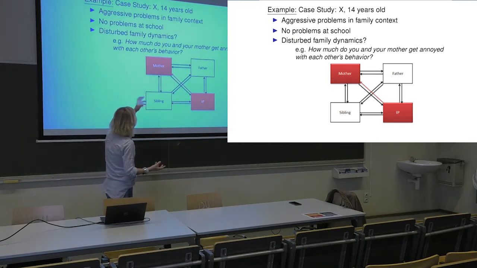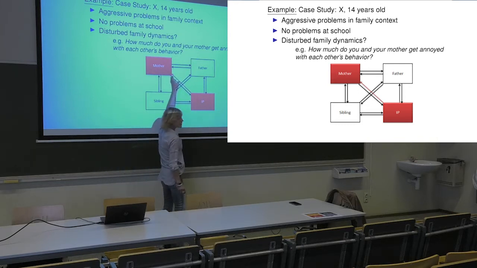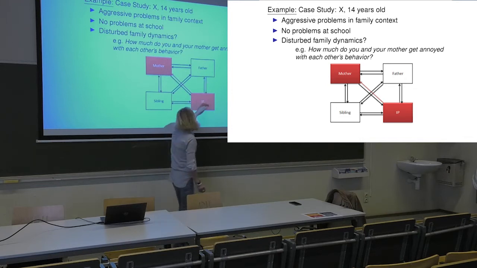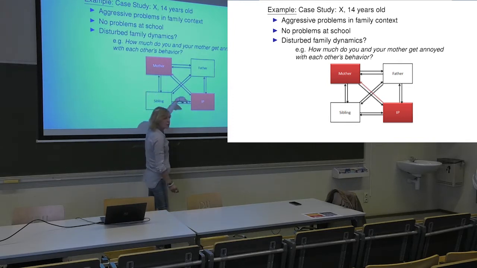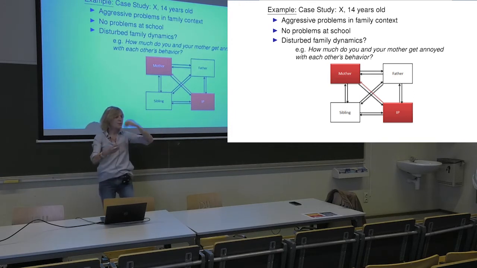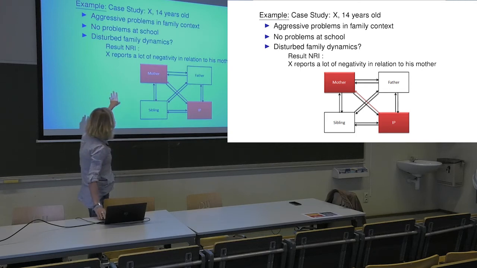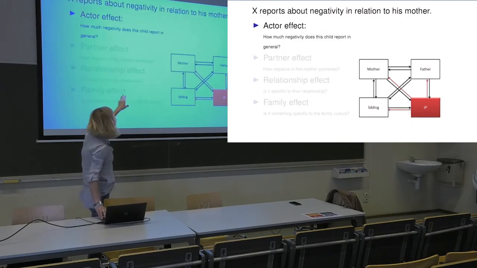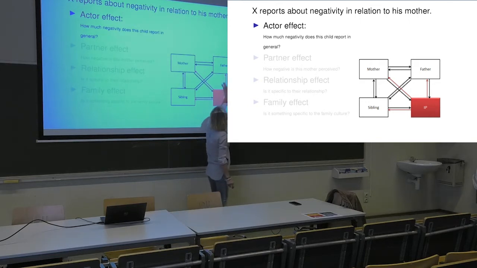So for instance, we ask, how do you and your mother get annoyed with each other? But also, how do you and your father get annoyed? How do you and your sibling get annoyed? How does this one get annoyed with the mother? And so we ask all the different ones. We call this a round-robin design in which every person answers the same questions about everyone. So there is a lot of negativity to the mother. Part is about what we call the actor effect. The actor effect is the consistency of how this person relates to the others.